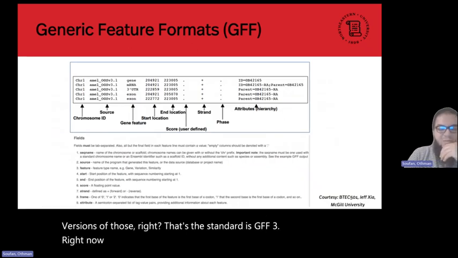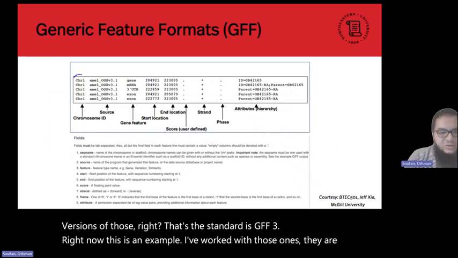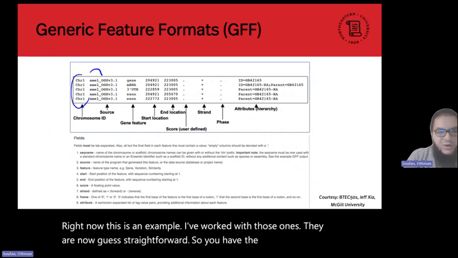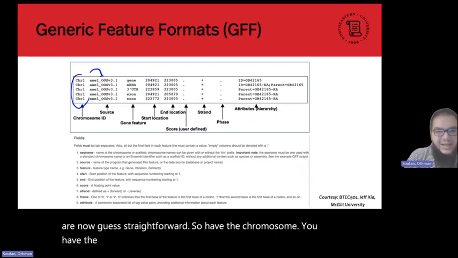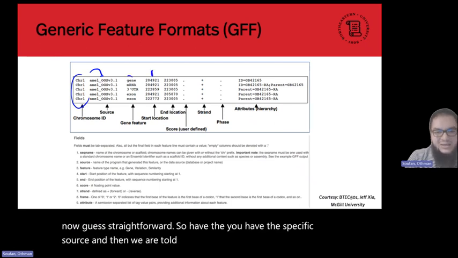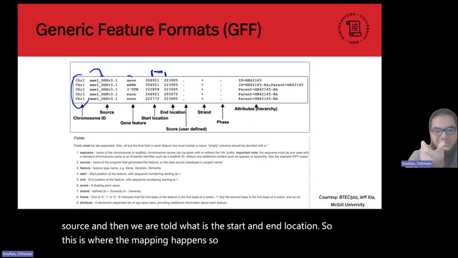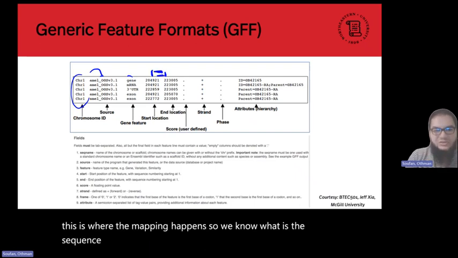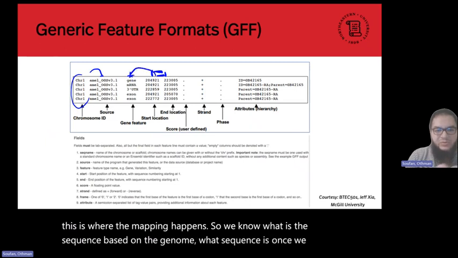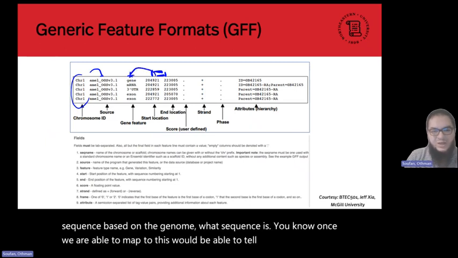So this is an example. I've worked with those. They are, I guess, straightforward. So you have the chromosome, you have the specific source, and then we are told the start and end location. So this is where the mapping happens. So we know what the sequence is based on the genome. And once we are able to map to this, we'll be able to tell if this is a gene or mRNA and so on.